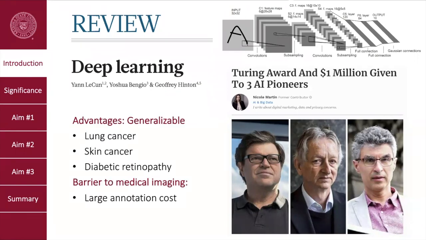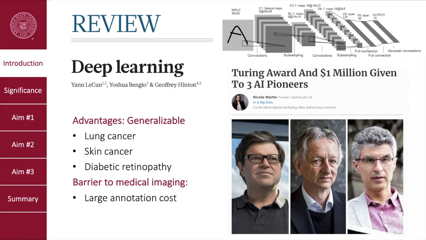Deep learning also has a huge impact in healthcare. The recent literature has shown deep learning algorithms have achieved similar performance to human experts in most common diseases, such as lung nodule, skin cancer, and diabetic disease.